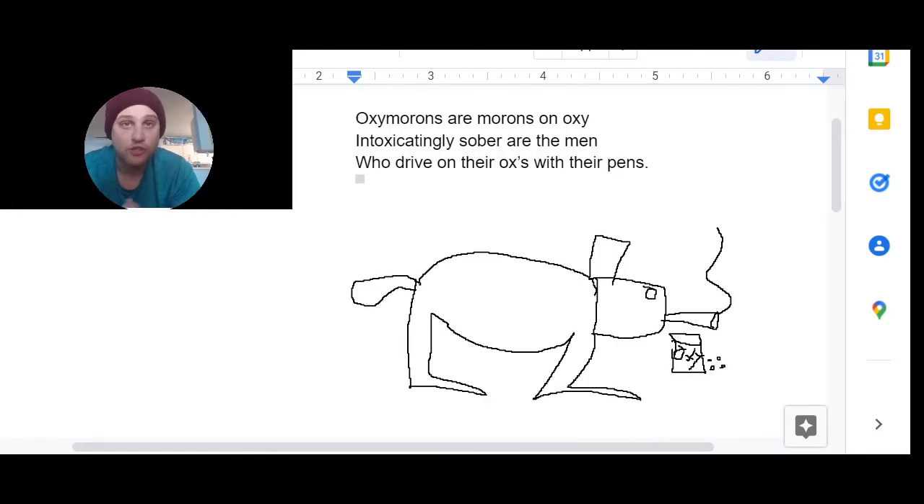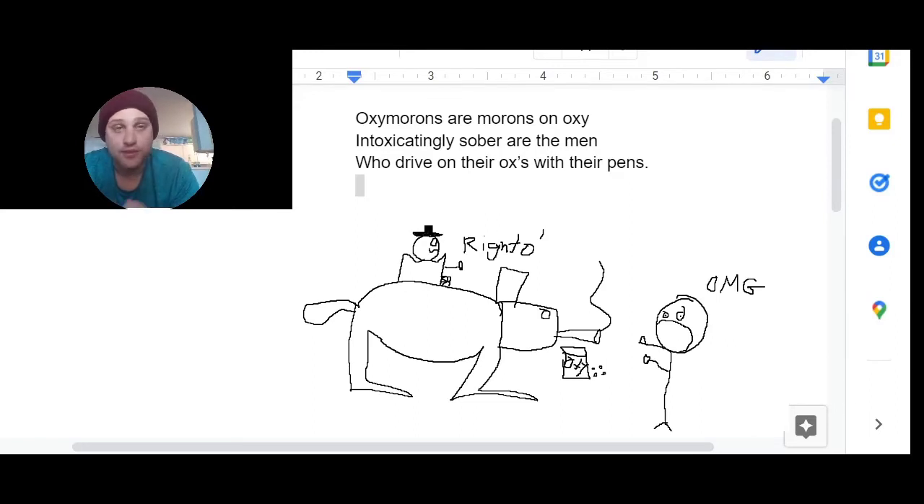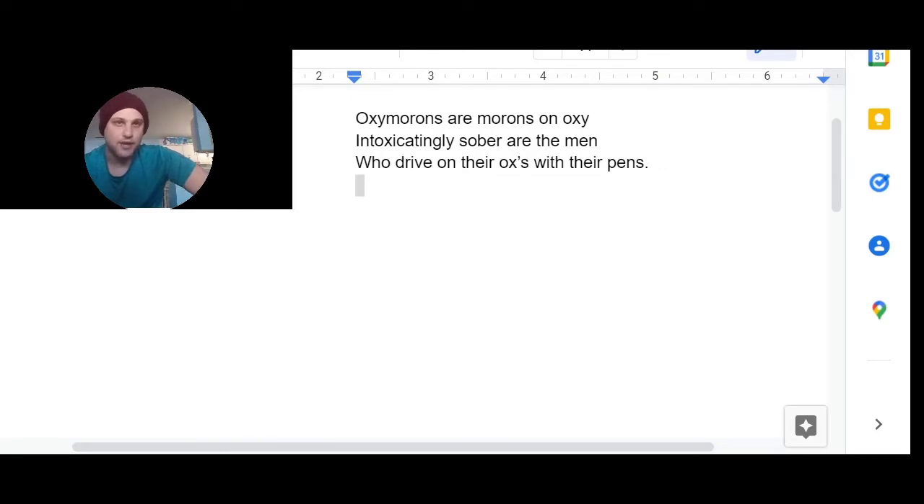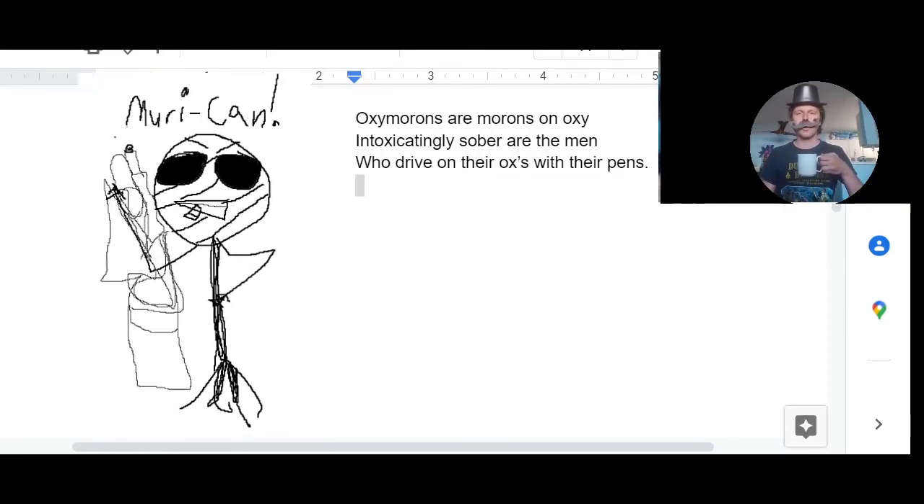Intoxicatingly sober are the men who drive on their oxes with their pens. Ha ha! Knee slap. I'll tell you an oxymoron. Americans.